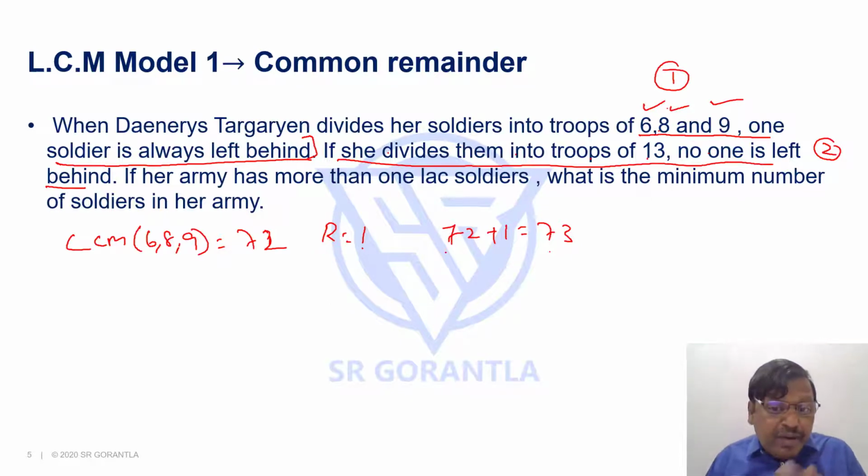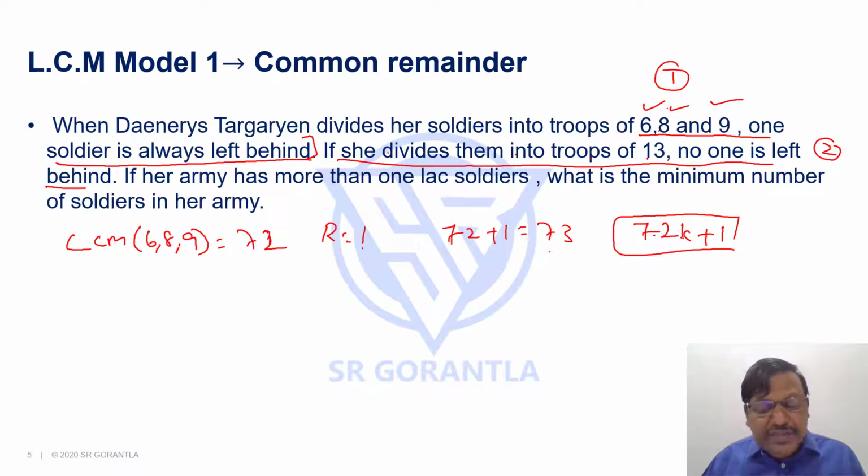So any bigger number is in what form? We discussed in the previous question. It will be 72k plus 1. What is that? LCM and its multiple plus remainder. Now for what minimum value of k it will be divisible by 13, we have to find out.